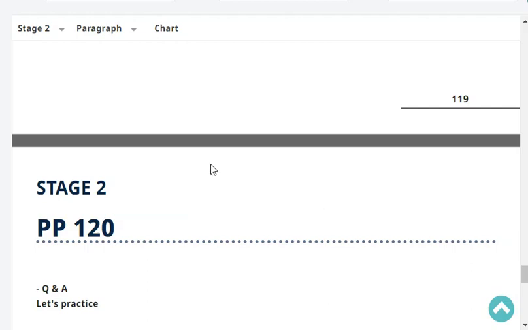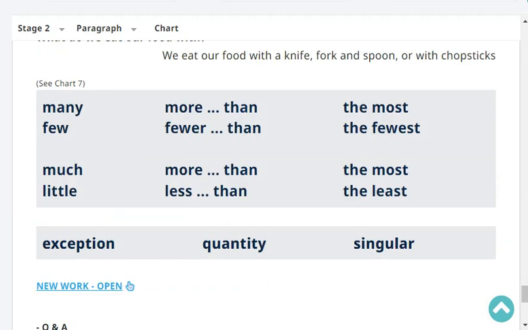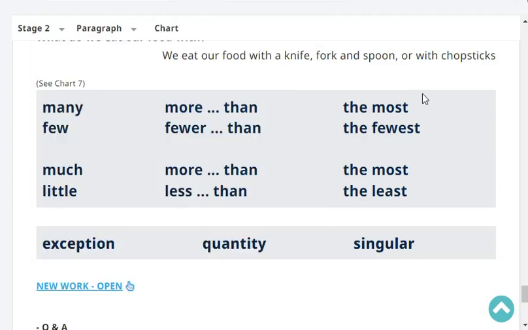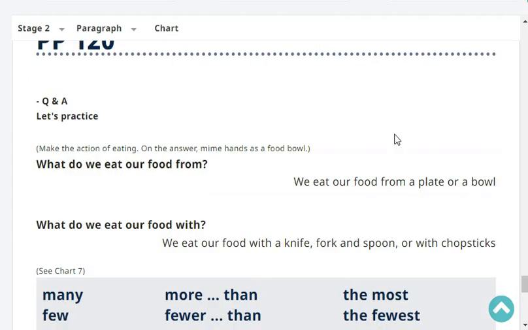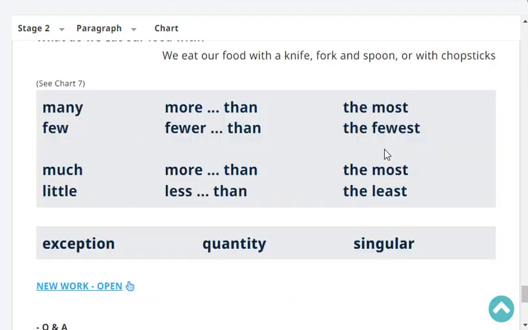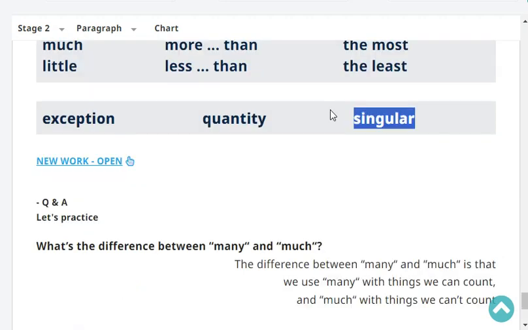Many, more than, the most. Few, fewer, fewer than, the fewest. Much, more than, the most. Little, less than, the least. Exception. Quantity. Singular. Very good.